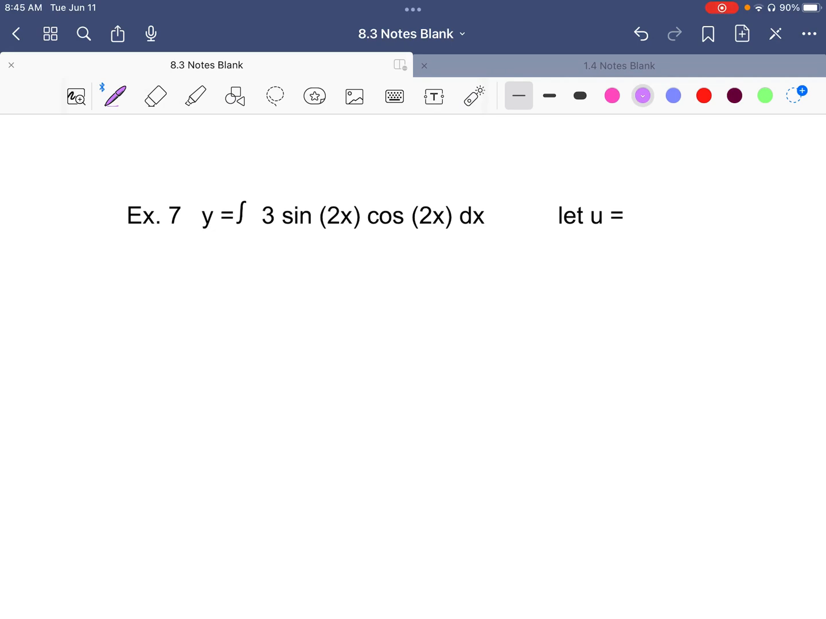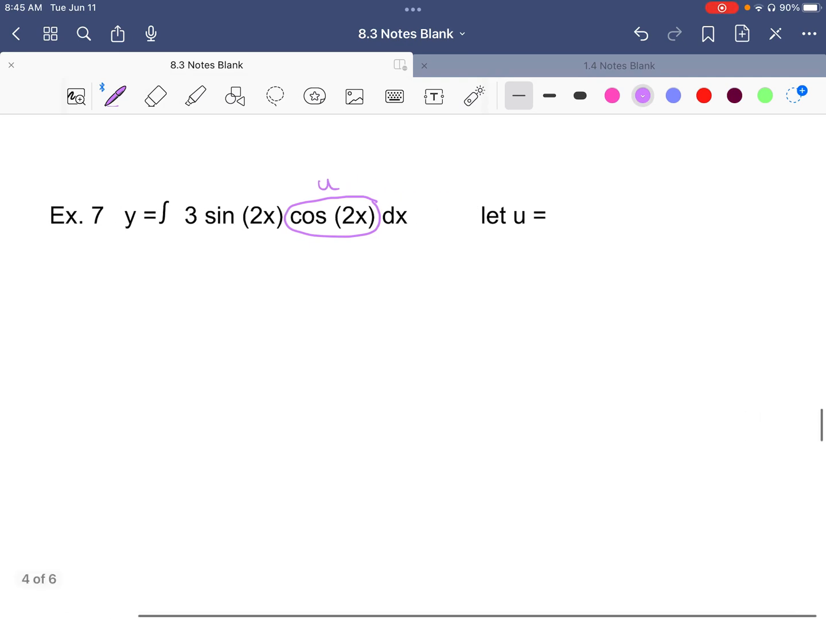when we think of what we might want to get rid of, we've got both a sine and a cosine, so we want to pick one of those. When we think of our letting u and what our du might be, we've got the derivative of sine is cosine, and the derivative of cosine is negative sine. I'm going to pick this as my u. So we're going to let u equal cos of 2x.